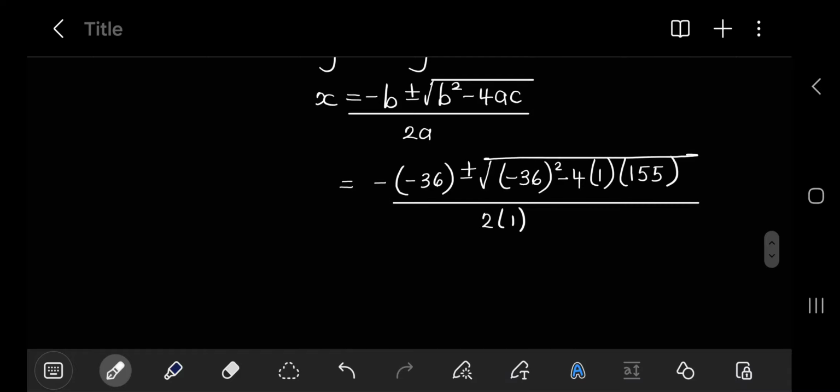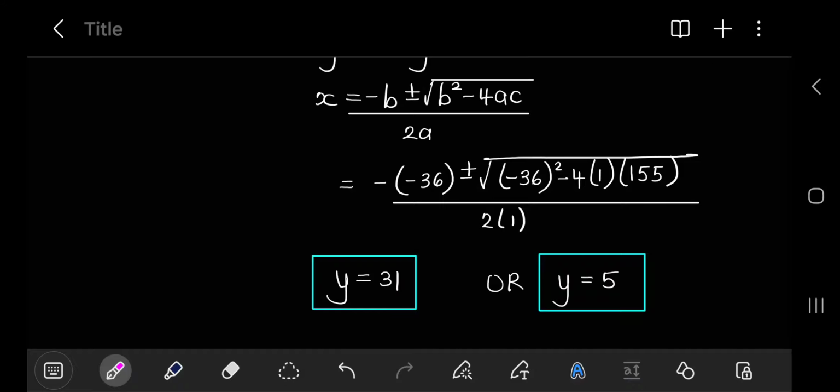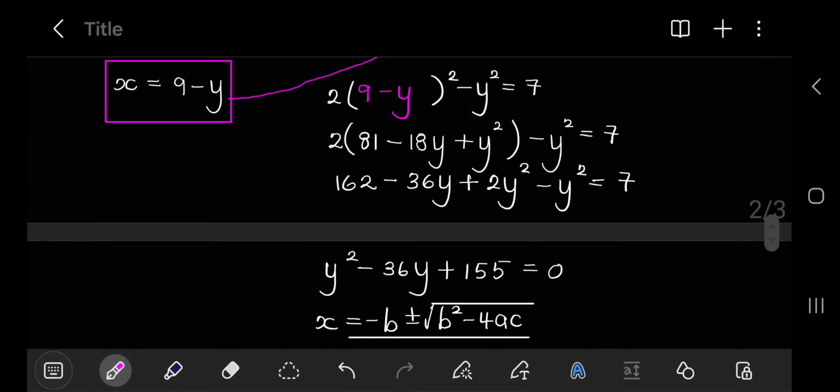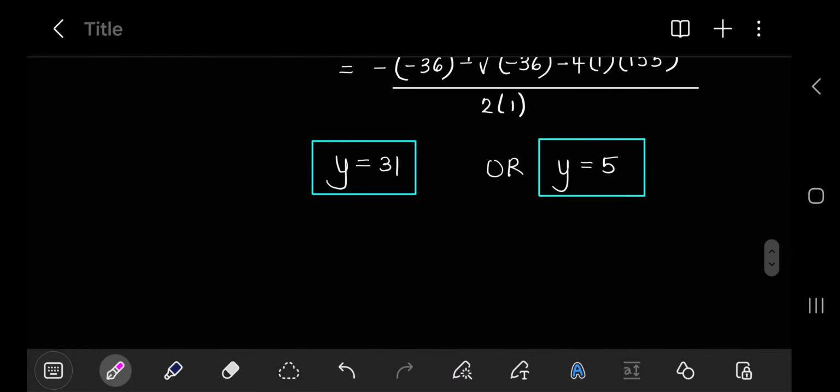Now, once you simplify, the two solutions that you obtain is y is equal to 31 or y is equal to 5. So these are our values for y. Now that we know what y is, we can take these y values and substitute into the previous equation to solve for x. Remember, x was equal to 9 minus y.